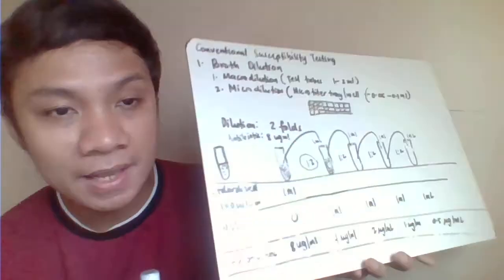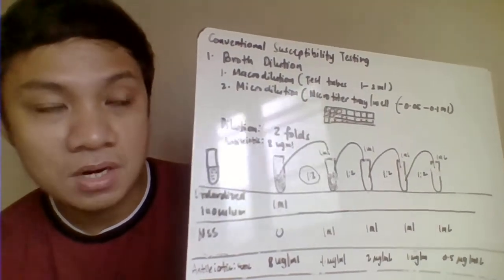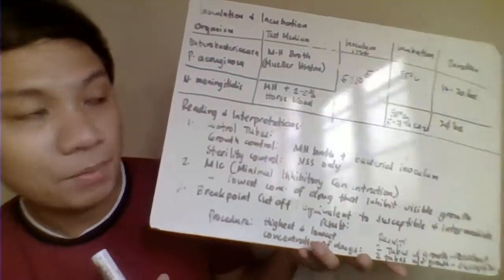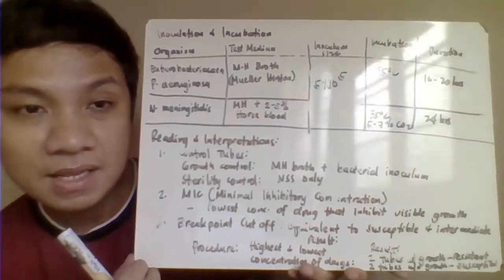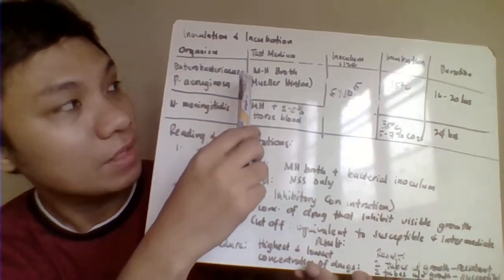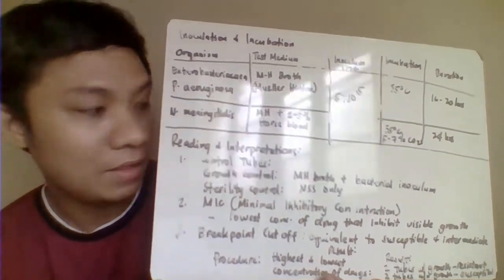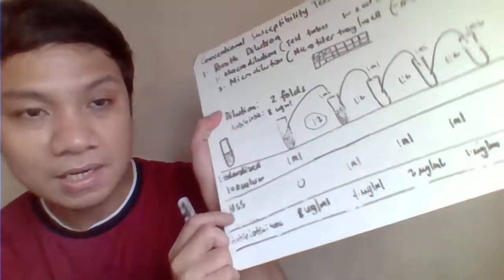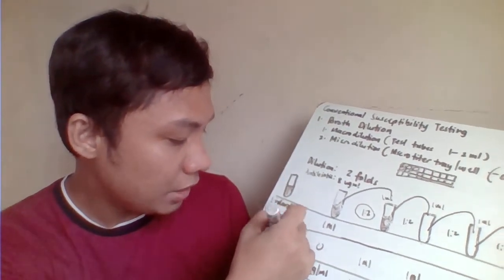Okay, then after that one, you try to incubate that one at their corresponding temperature and incubation requirement. So in the case, for example, of your Enterobacteriaceae and your Pseudomonas, we are using broth medium in the form of your Mueller-Hinton broth. Ay, wait lang ha. Your diluent here dapat, hindi pala NSS, dapat Mueller-Hinton broth.